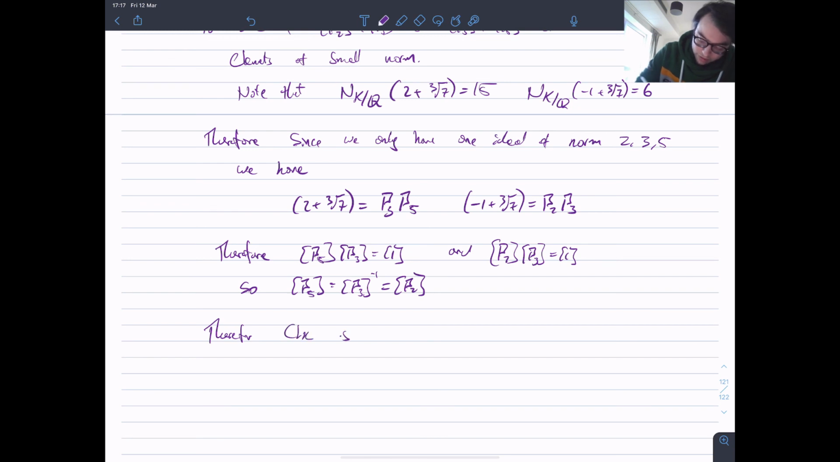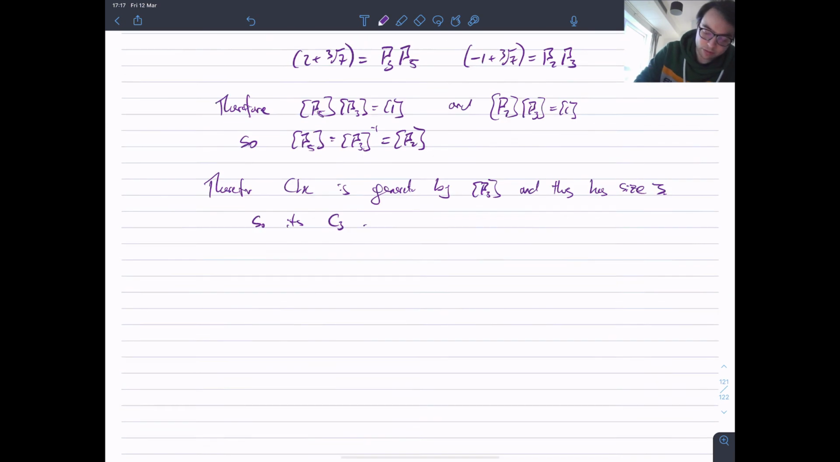the class group CL_K is generated by this P3 and has size 3. So it's just a cyclic group of order 3. So it's C3, and we can give its multiplication table.